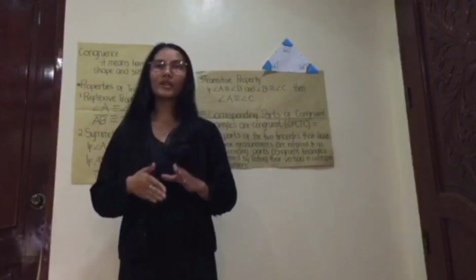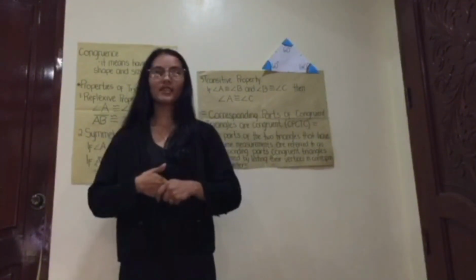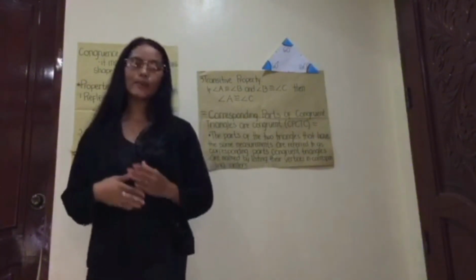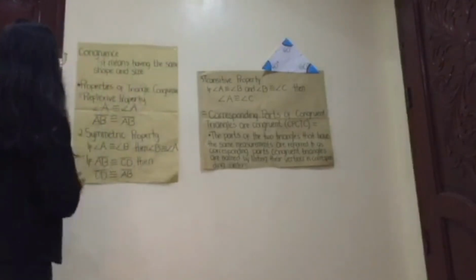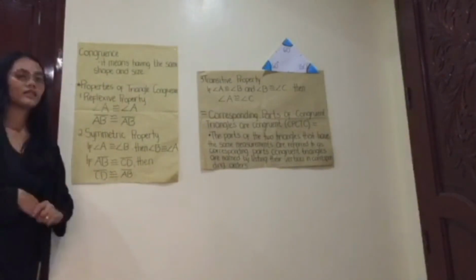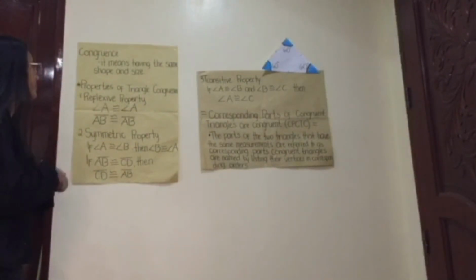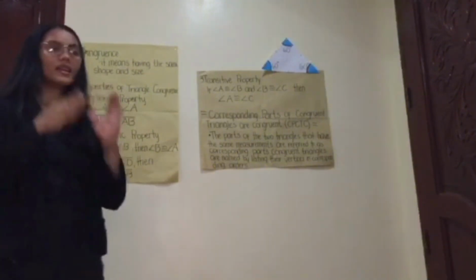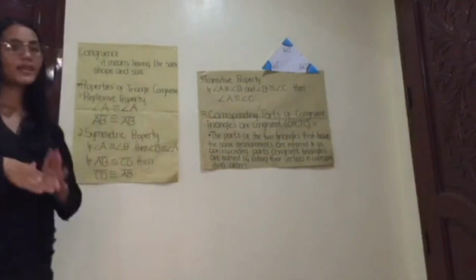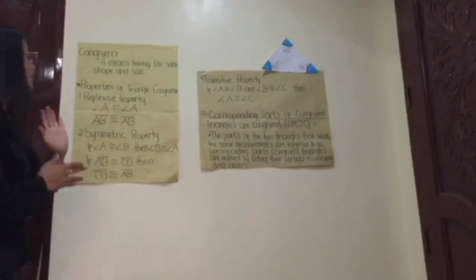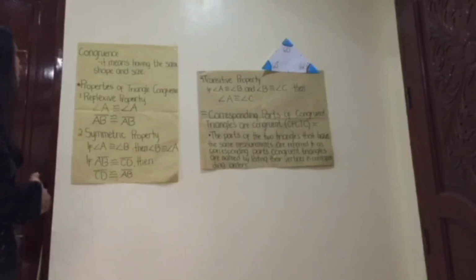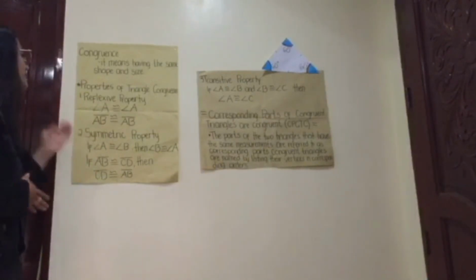So, do you have any question about correspondence? None so far, ma'am. Okay, so now let's proceed to congruence. So, please read. Congruence, it means having the same shape and size. Okay, so in congruence, it has equal shape and size. Next, let's go to the properties of triangle congruence. So, first is reflexive property.